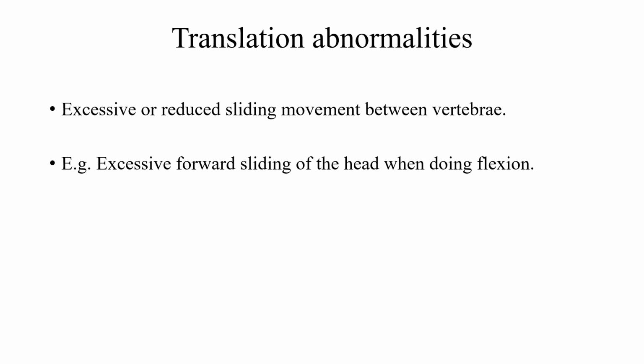There may be something called translational abnormalities. As we had discussed, intervertebral sliding should occur to bring about the range. So if there is excessive hypermobility or reduced mobility in the sliding movement between the vertebrae, then these are called translational abnormalities, which can restrict the range and alter the kinematics.